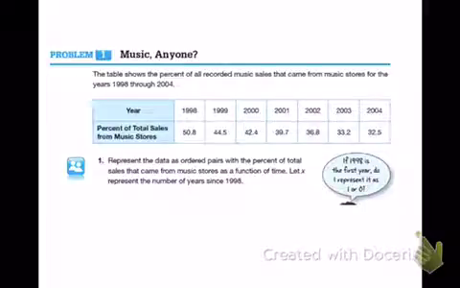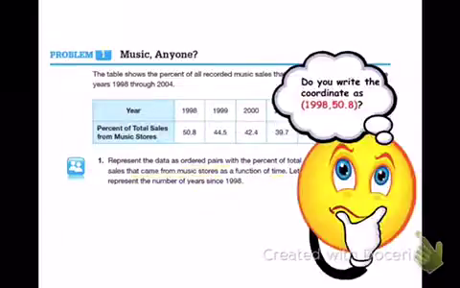So number one, we want to represent the data as ordered pairs. Remember, ordered pairs are points in parentheses with a comma in between. And we want to put the percent of the total sales that came from music stores as a function of time. So time comes first, music sales will come second. So X will be time, music sales will be second. And we're going to let X represent the number of years since 98. So we're not going to put 1998 on our point. So that's going to be our first question.